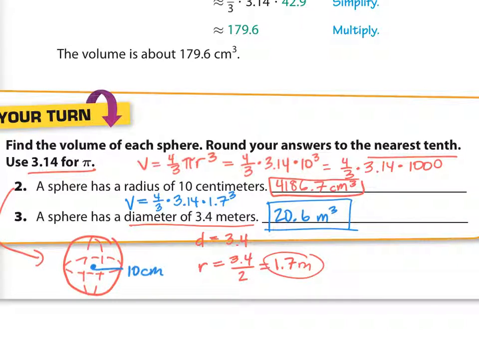Here's a solution for number 3. You can see in blue that I have the formula with the numbers plugged in. I got 4/3 times pi times my radius to the 3rd power. And I had to find out what the radius is from this problem by dividing the diameter by 2. And then after using my calculator, I got this. I had to round it, so it was 20.569 and so on. I rounded it to 20.6. Don't forget your units again. And that's it.